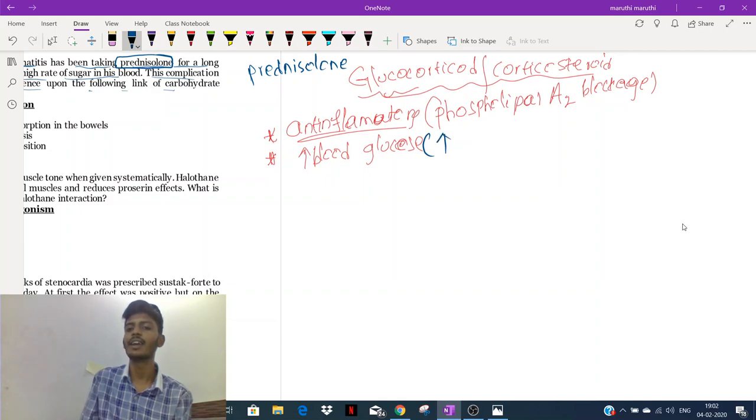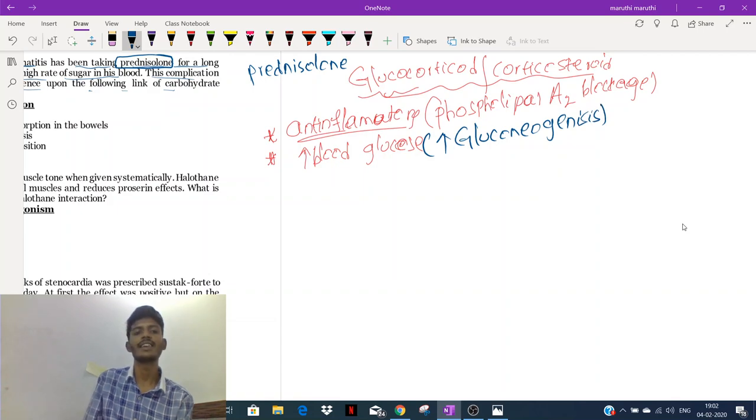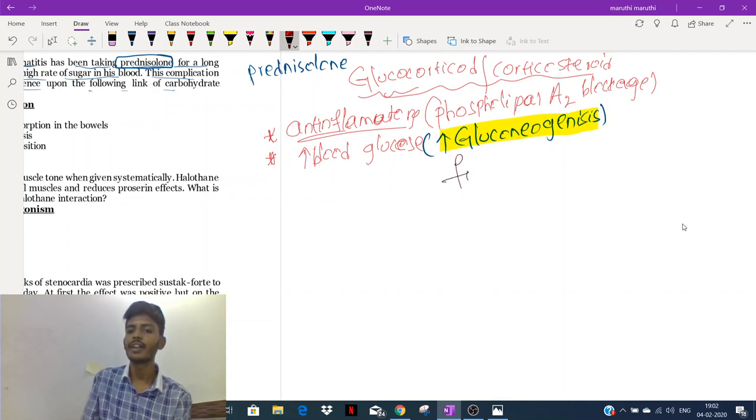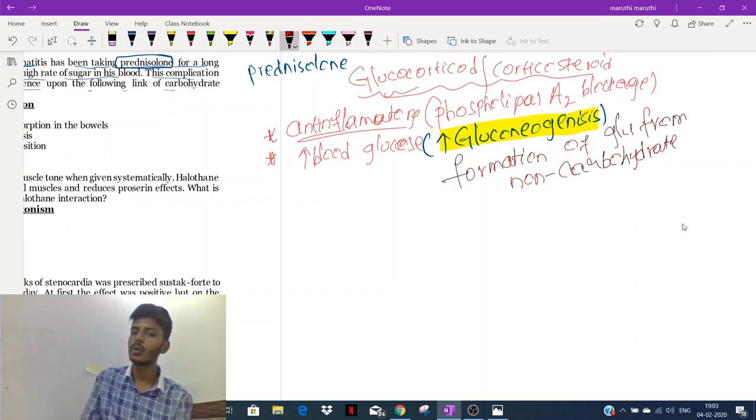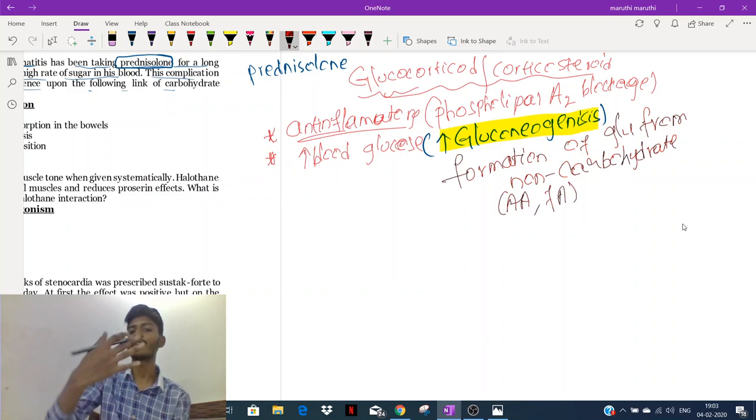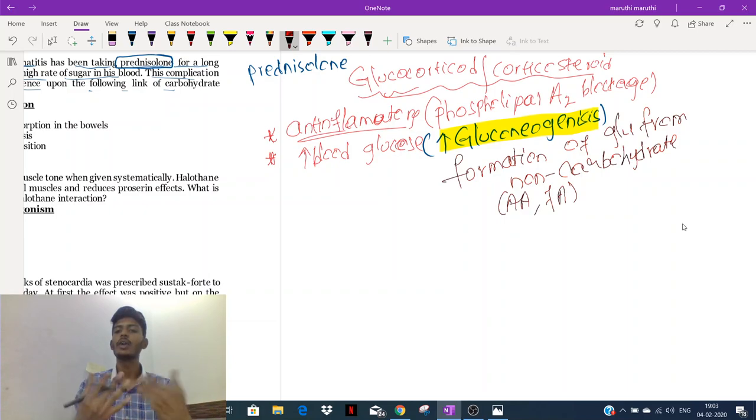That is by increasing gluconeogenesis. What do I mean by gluconeogenesis? Gluconeogenesis is nothing but the formation of glucose from non-carbohydrate sources. What do I mean by that? It means it is forming glucose, for example, from amino acids or from fatty acids, which are not carbohydrates. So this is a process we call gluconeogenesis.